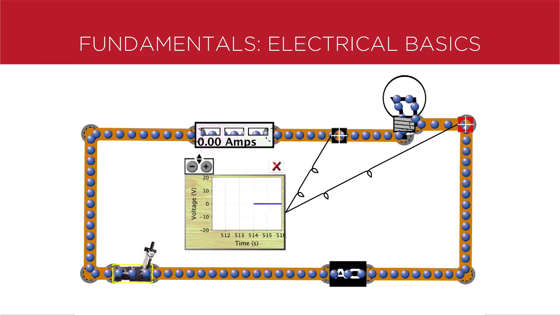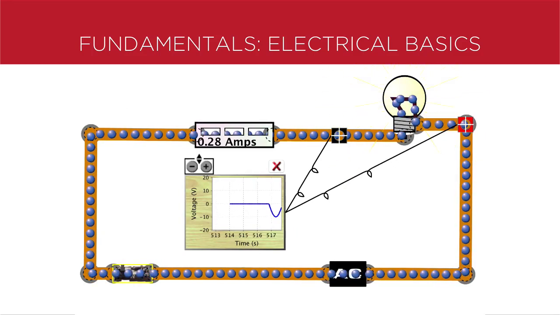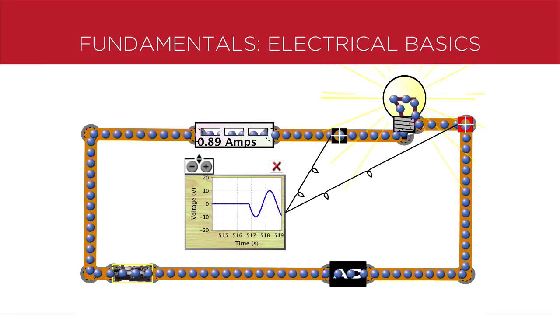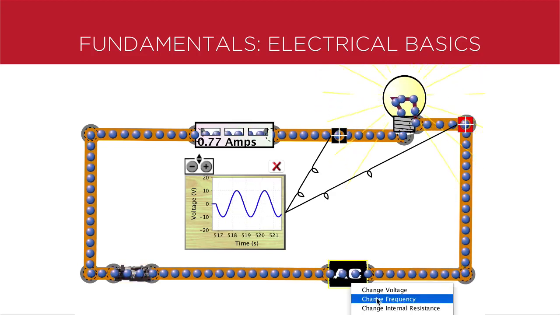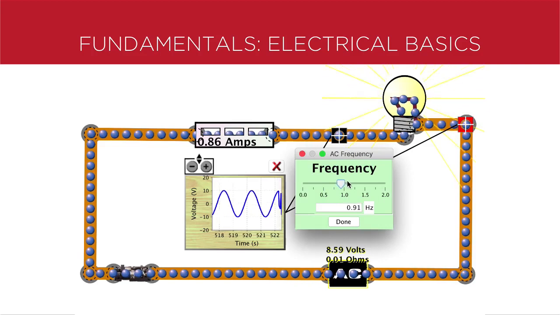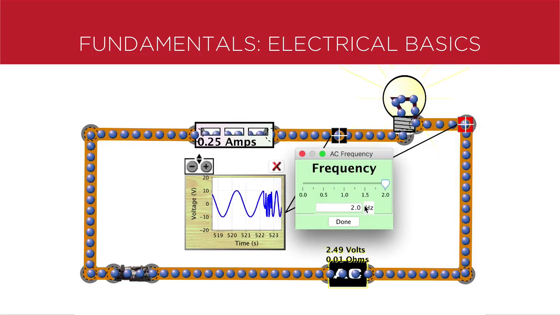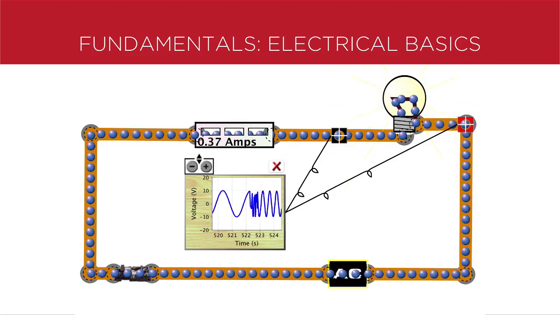When the circuit is closed, power now flows through the light bulb. You notice that the light bulb turns on and off repeatedly. As you change the frequency, you'll notice that the light bulb flashes more frequently. And when the circuit is opened, the light bulb turns back off.